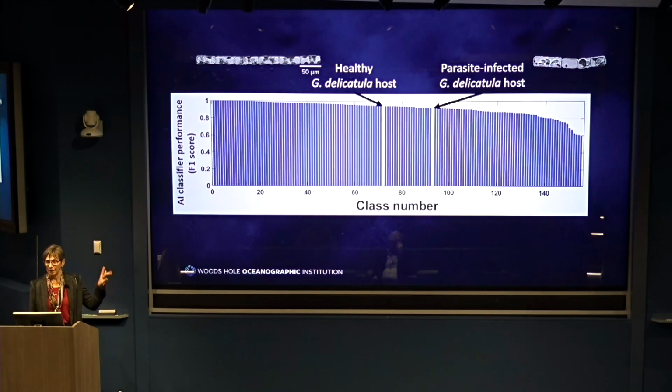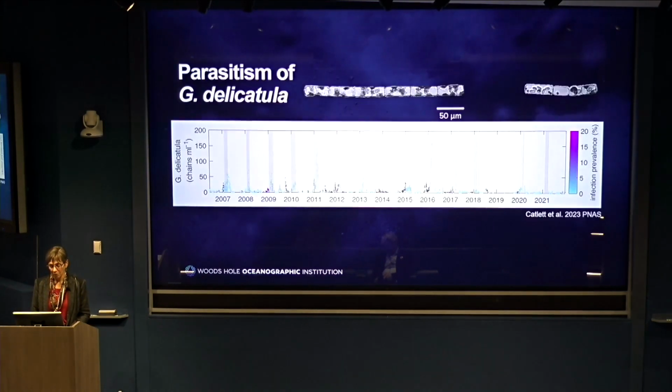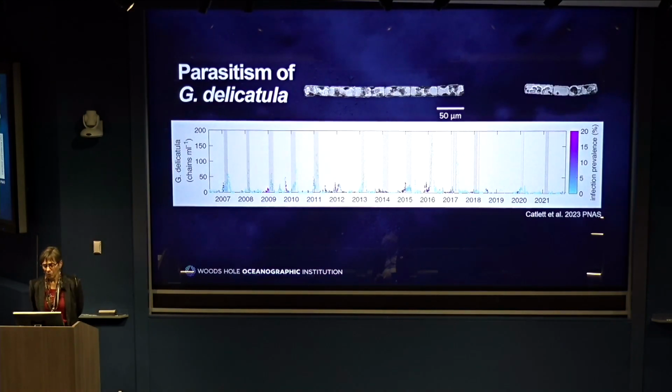And I just highlighted on this same performance metric curve that I showed you earlier for our deep learning algorithm the two classes that are associated with the healthy and infected host. These have 95 and 93% F1 scores respectively. So this is working well enough for us to do studies like this. So now, as I mentioned, the power of this digital image archive is that we can go back and reanalyze the entire record with this new algorithm.